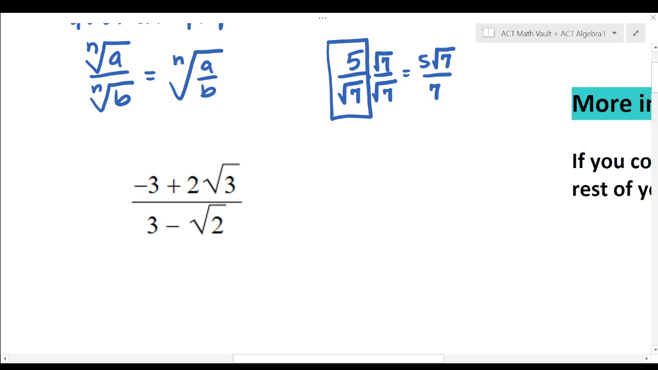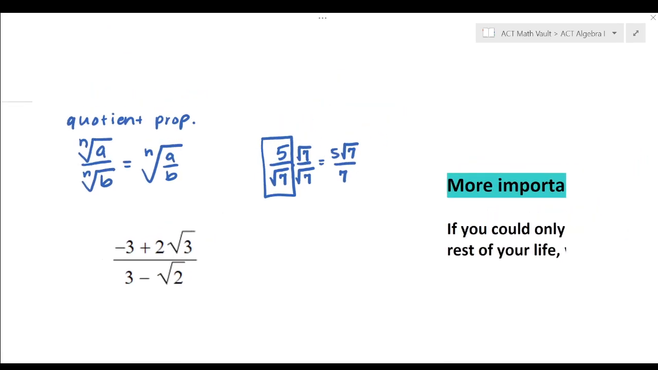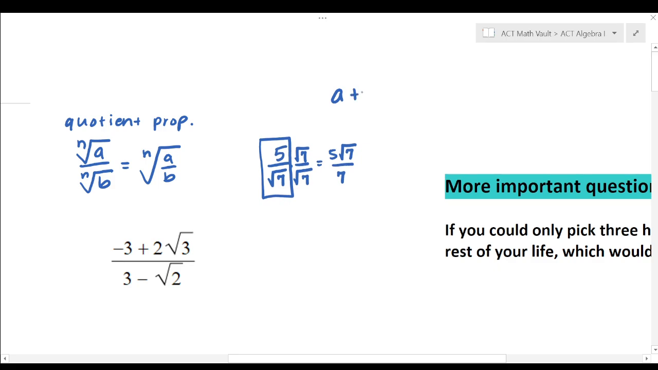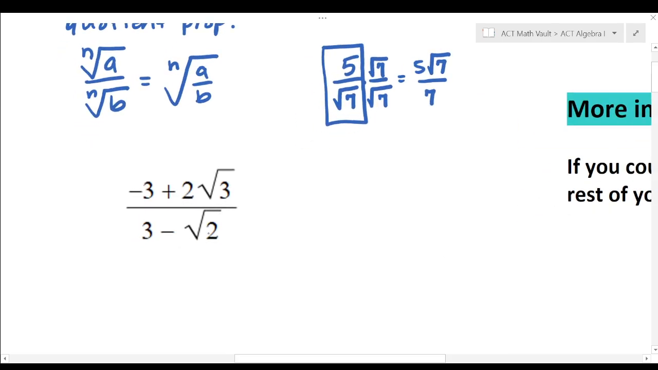Okay, the conjugate of that denominator. The conjugate of a plus root b is just a minus root b. Conjugate. This is the fancy, clever trick to getting rid of a root.